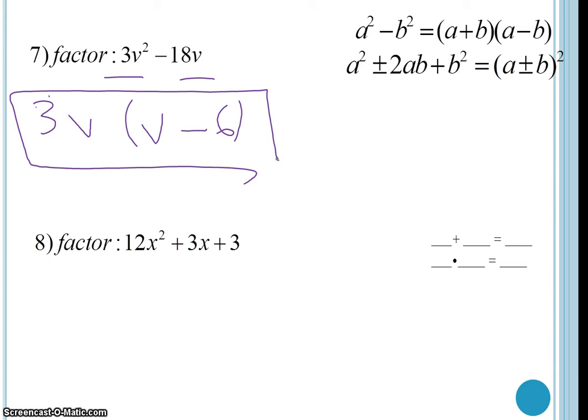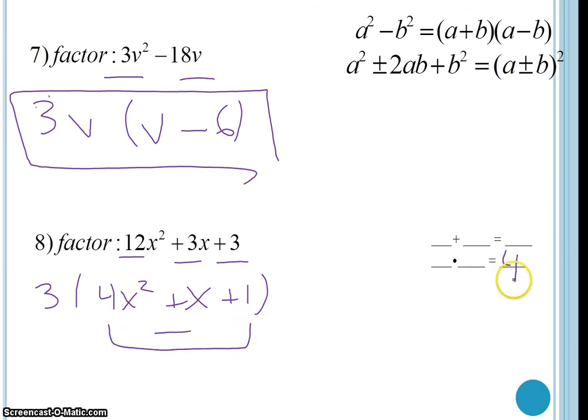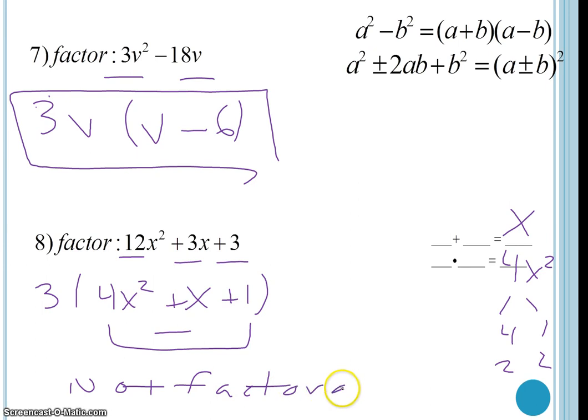Next one up, it's not a perfect square trinomial, but I do see that they all have a 3 in it. So I'm going to pull out the GCF of a 3, and I'm left with 4x squared plus 1x plus 1. And I'm going to see numbers that multiply to be the product of the outer two, which is 4x squared, and add to be the middle number, which is x. Well, the numbers that multiply to be 4 are 4 and 1 or 2 and 2. Neither of which sum to be x. So this tells me that you cannot factor it with these methods. So it's not factorable. And sometimes that happens, that things are not factorable.